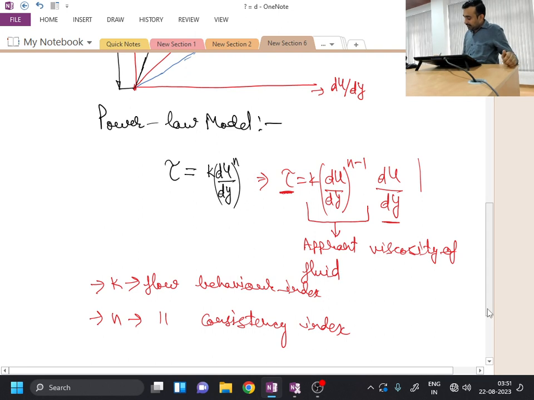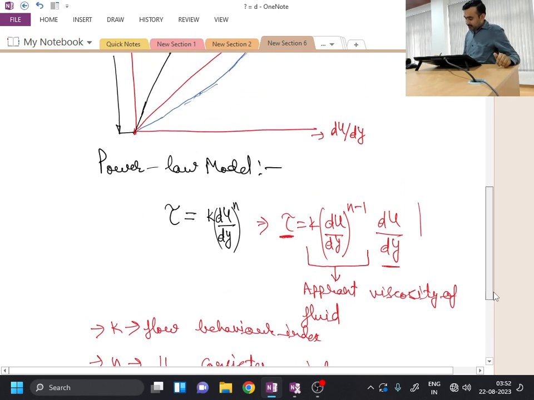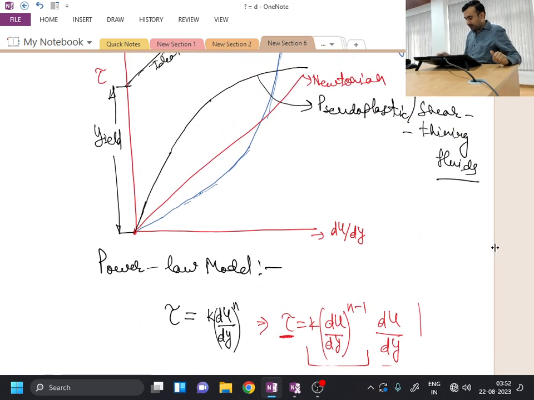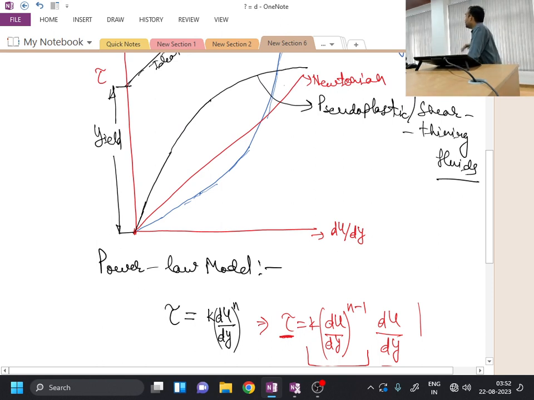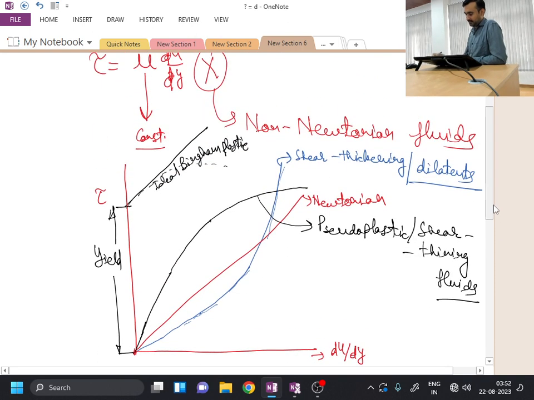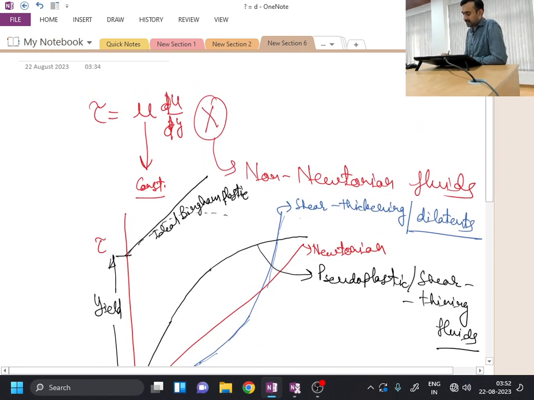Now, typically you will find that in the case of a shear thickening fluid, the value of the apparent viscosity increases with the shear rate. Okay, so it means that if the value K (du by dy) to the power n minus 1 has to increase, then for shear thickening fluids n has to be greater than 1.